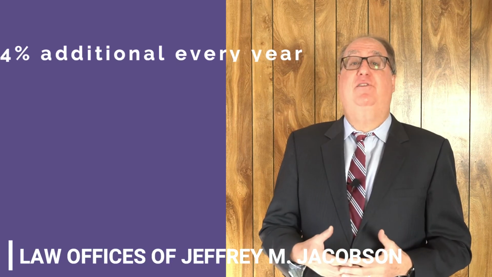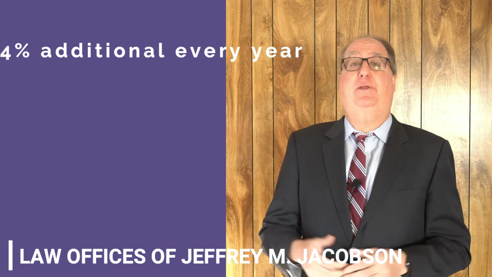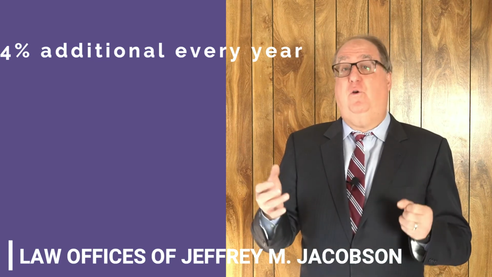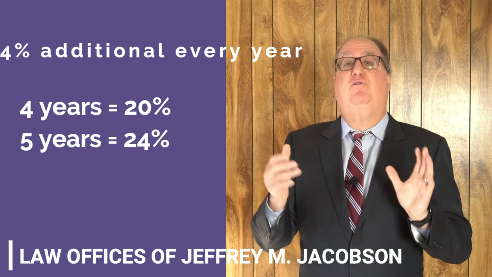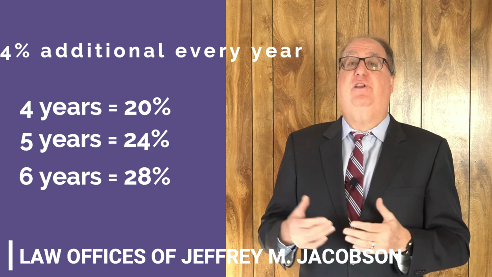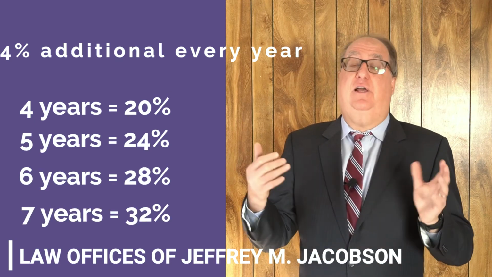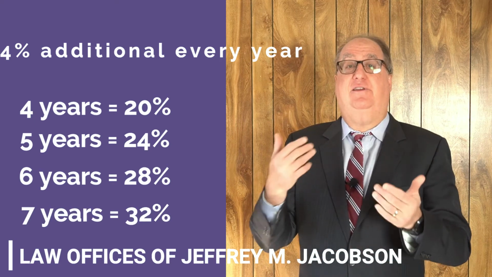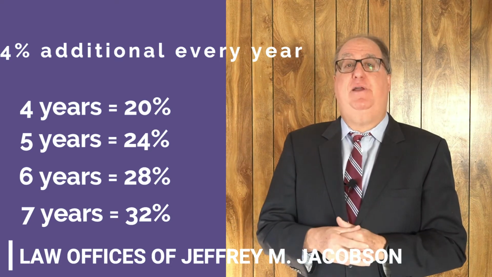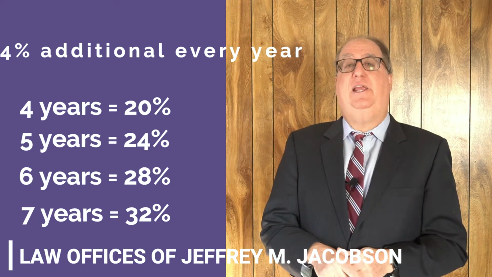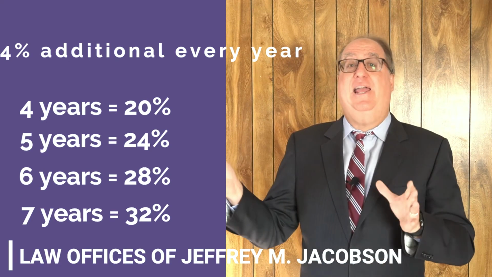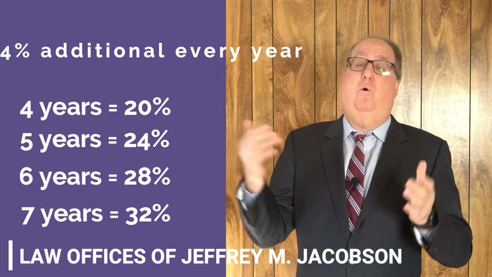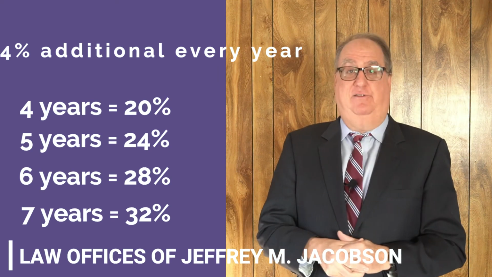For 5 years or more, every year thereafter, maintenance increases by 4% for the period of time. So for a 4-year marriage, it was 20%. For a 5-year marriage, it's 24%. A 6-year, 28%. A 7-year, 32%. And that's a percentage of the time that you've been married up to 20 years, at which point it either becomes the length for the period of time you were married, or the court can order permanent maintenance.